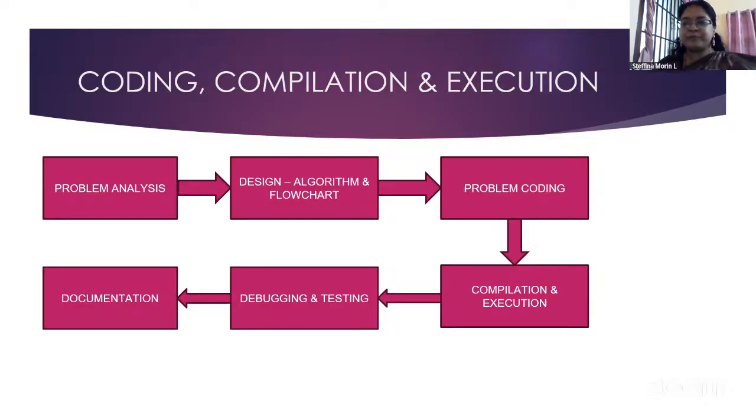Then go for coding your problem in a programming language. Next, compile your program in any software tool and execute it. Then test your program to identify any errors, and then rectify the errors. After completion of the entire development of your software product, go for the documentation. The things you need to document are your algorithm, your flowchart, your pseudocode as well as your program, and the testing process. The entire thing should be documented.